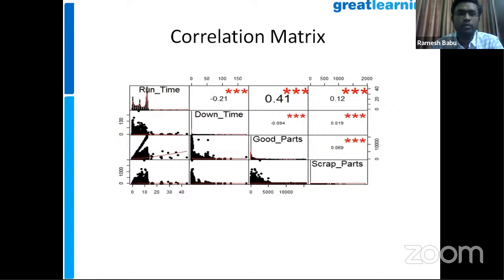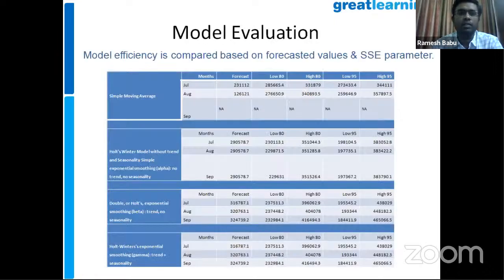So when we do a study here on model evaluation, we are comparing the simple moving average and the Holt-Winters methods, right? When we do Holt-Winters methods, we are doing a comparison between each of the machines. We faced some complexity in predicting all the machine level data, so we used the factory level data. We moved all to the factory level data.